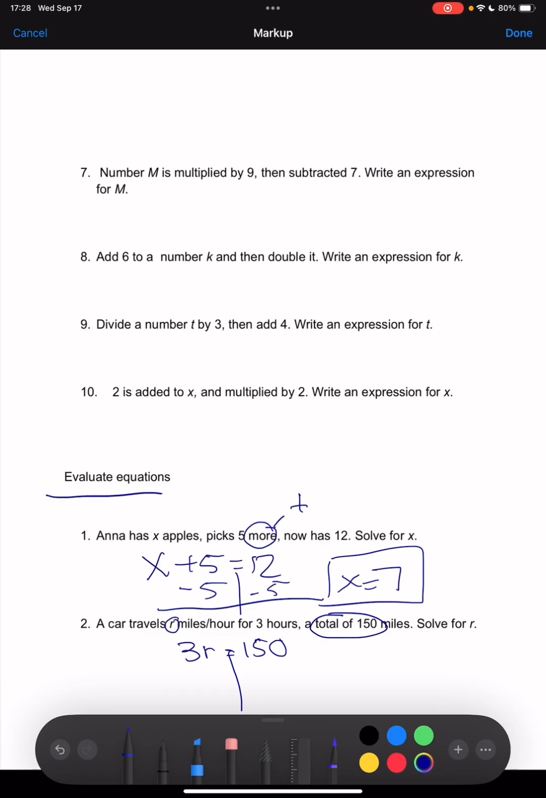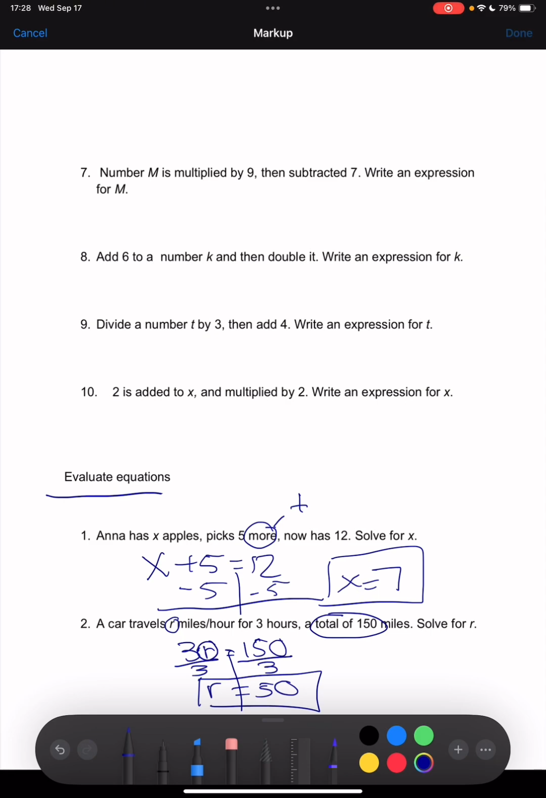And in order to get rid of the variable and get it by itself, we have to do the opposite of what this invisible operation is telling us to do. So, in between the 3 and an r, there is an invisible multiplication sign, and the opposite of multiplication is division. So we're going to divide by 3 so we get to have the r by itself. And then we're going to do the same thing for the other side. That means it's 50. So the car traveled 50 miles per hour.